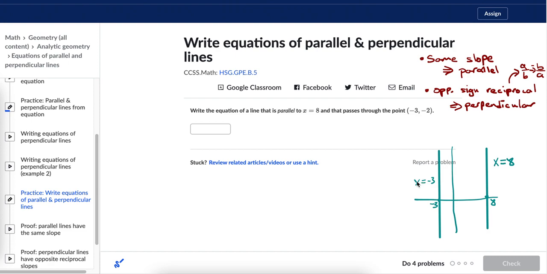All right. So that was a pretty straightforward one. Just looking at a vertical line. Of course, a horizontal line would be y equals, right? y equals just some number, some constant. Okay. So that one was a pretty straightforward start to writing an equation, right? Let's look at another few.